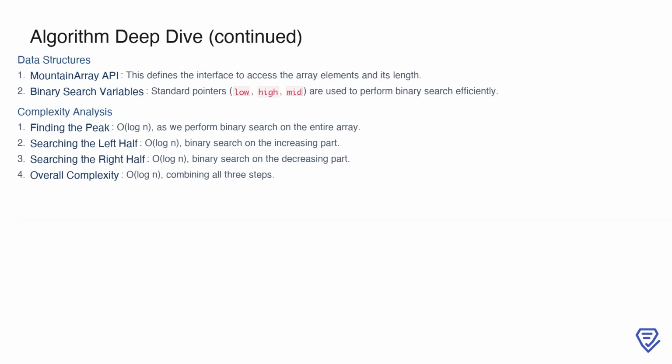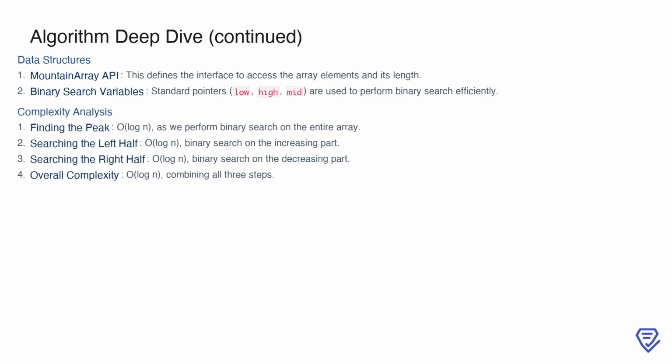The problem heavily relies on the mountain array API, which allows us to interact with the array while abstracting its internal structure. This API ensures we can access the array's length and individual elements as needed. To implement the solution, we use standard pointers like low, high, and mid for binary search, which are crucial for navigating the array efficiently.